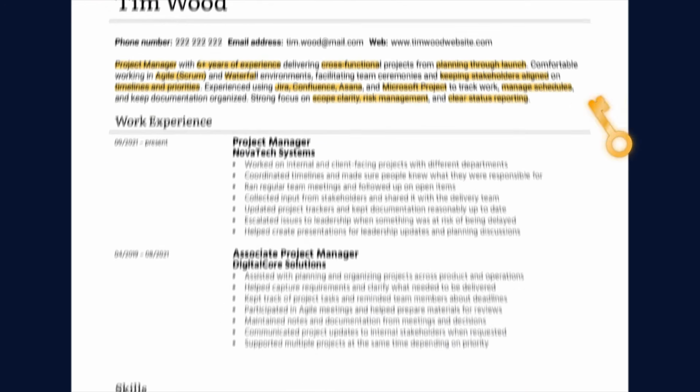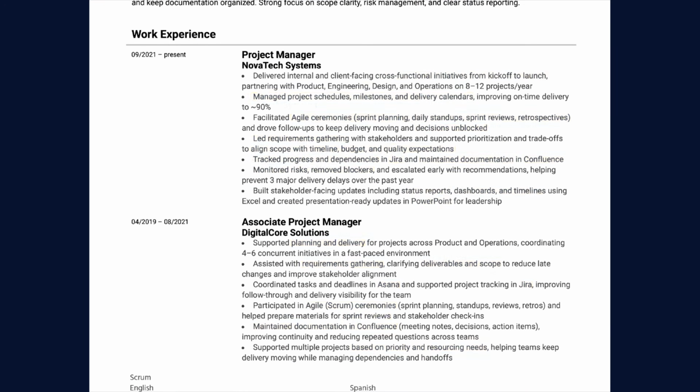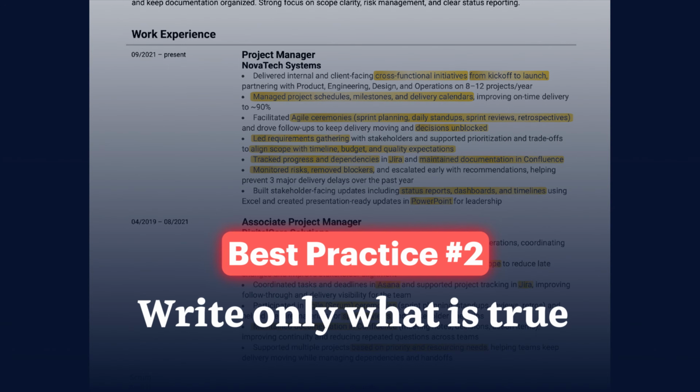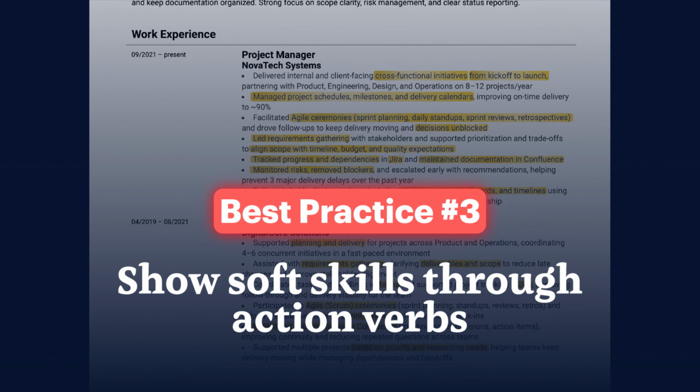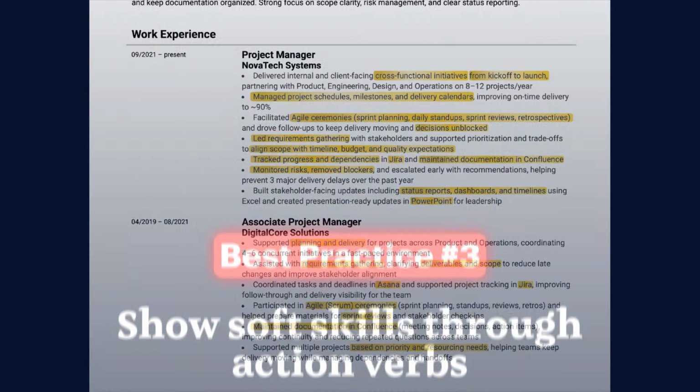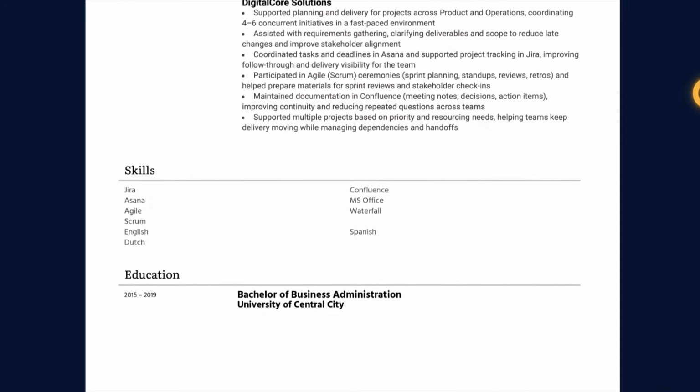Then the work experience section. Again, I've highlighted all the keywords I added, but I didn't just make them up. Everything you see here was already mentioned by Tim. I just optimized the language so it would match the job ad better. If the job ad uses language like lead, coordinate, monitor risks, remove blockers, you can incorporate them into your resume through action verbs. For example, you can start your bullet points with lead requirements gathering with stakeholders, or monitored risks, removed blockers, and escalated. The skills section is one of the easiest ATS wins.